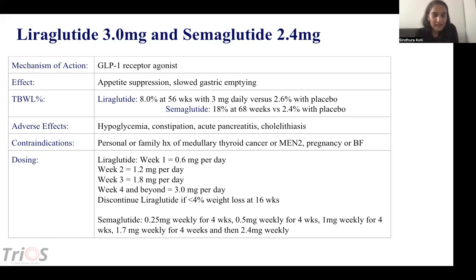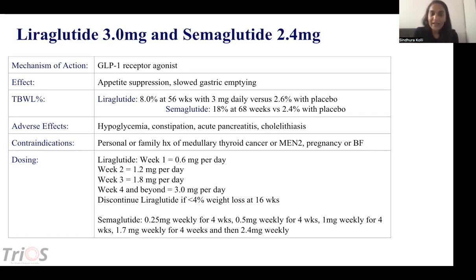But we're going to discontinue liraglutide if less than 4% weight loss was achieved at 16 weeks. So it's not that the patient has failed these medications, the medication has failed the patient, and it just is not efficacious for them. And then semaglutide is an option. And the main difference here is that this is a weekly medication versus daily, which is often preferable, especially when patients are queasy about injecting themselves.